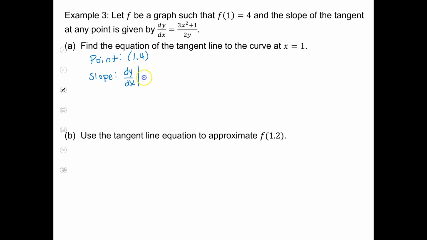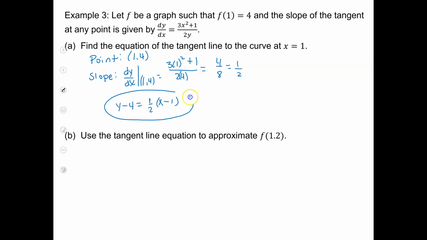So dy dx evaluated at (1, 4) means we're going to put 1 in place of x and 4 in place of y simultaneously. So we're going to get 3 times 1 squared plus 1 on the top and 2 times 4 on the bottom. So that gives us 4 over 8, or a half, when you reduce it. Okay, so now we just have to actually write the line. So y minus 4 equals 1/2 times x minus 1.